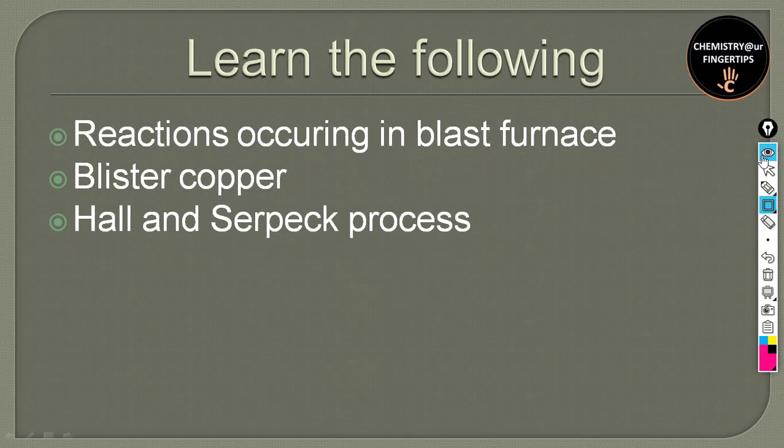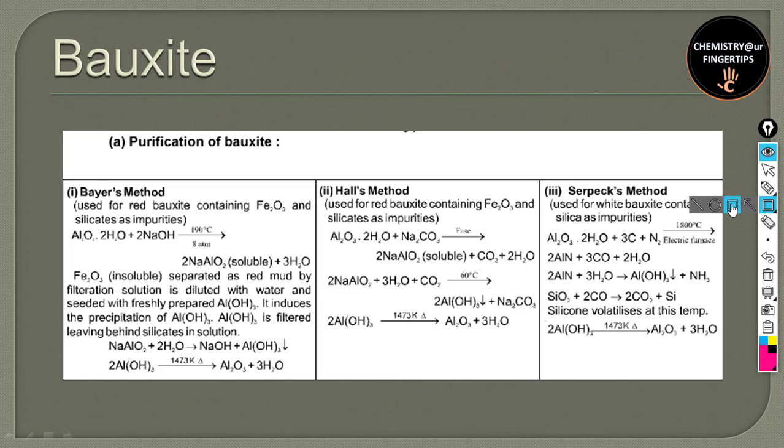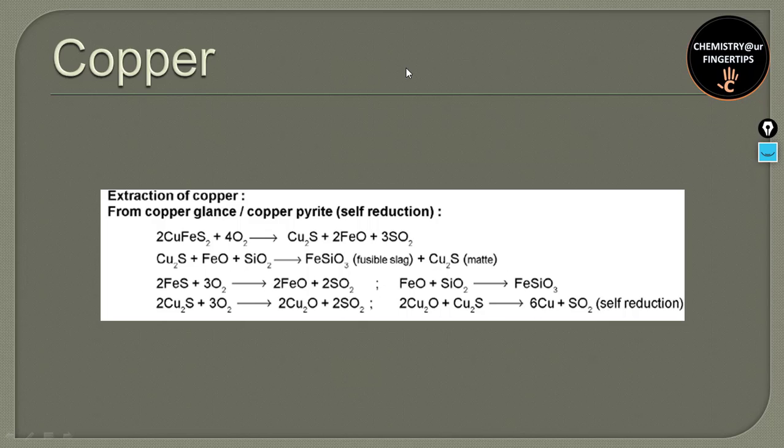Now, here are the different things that you would need. The first slide is all about the ores of different elements: aluminium, iron, copper, zinc. You could mark which are important, which is the actual ore; these are minerals as well. Then you have purification of bauxite and Bayer's method, Hall's process, Serpek process. Try to see the keywords: soda, bicarbonate, and here it's something different. Then you have iron, with the different zones at their corresponding temperatures, which I have already discussed.